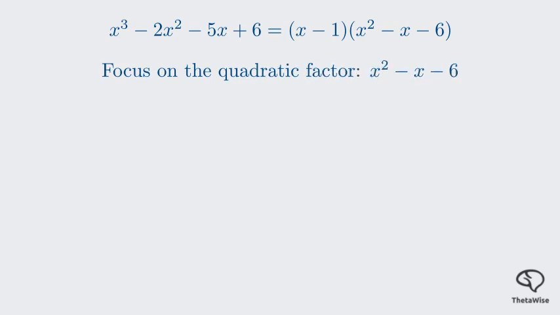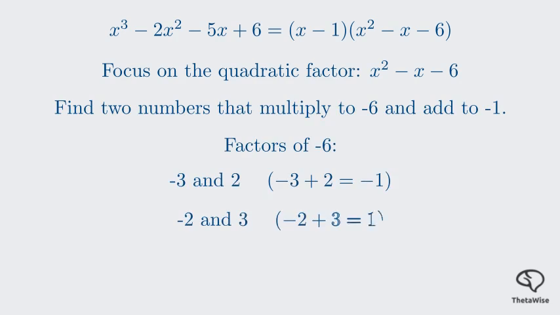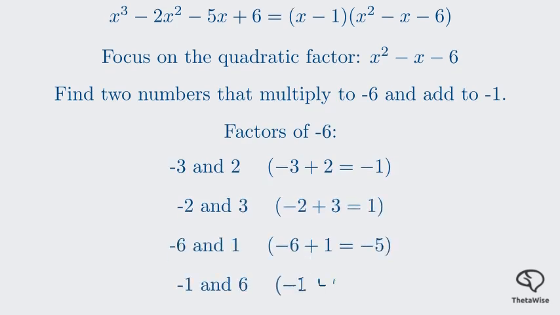To do this, we need to find two numbers that multiply to the constant term negative 6 and add up to the coefficient of the middle term, which is negative 1. So we're looking for a pair of numbers with a product of negative 6 and a sum of negative 1. Let's list the factors of negative 6. Negative 3 and 2, negative 2 and 3, negative 6 and 1, or negative 1 and 6.